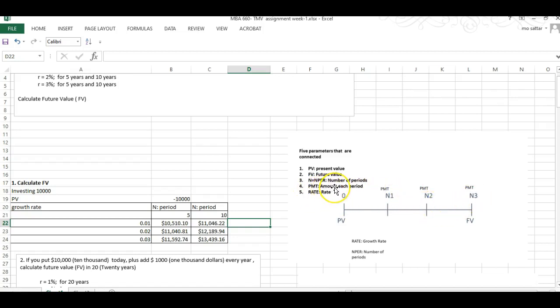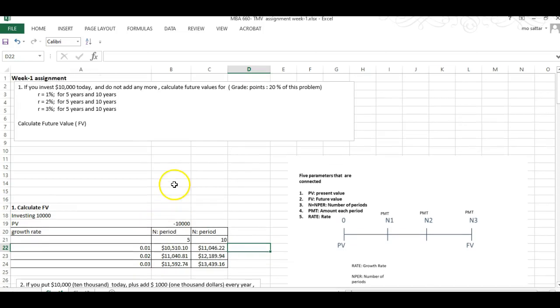PMT is the amount that is in each period. We will look at PMT, how much money is there in every period. R is a growth rate, which means how the money is growing from present value to the future value. And again, like I mentioned, NPER is the number of periods. So the key thing is to really look at a problem and decide, of these 5 things, what information we have available and what information we are trying to calculate.